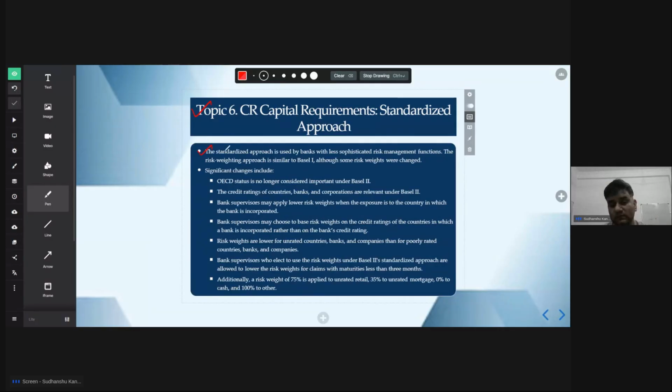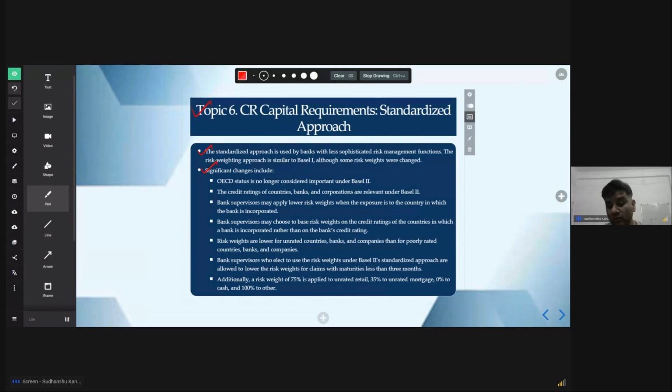What were the key changes under the Basel II standardized approach? OECD status is no longer important. Under Basel I, exposure to OECD countries automatically received lower weights. Basel II removes this shortcut. Credit quality matters more than geopolitical grouping.